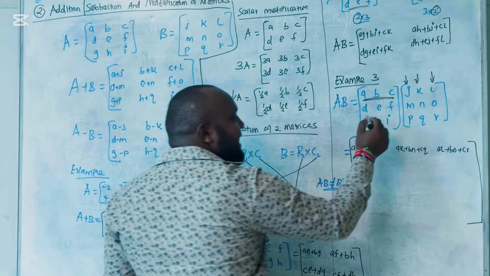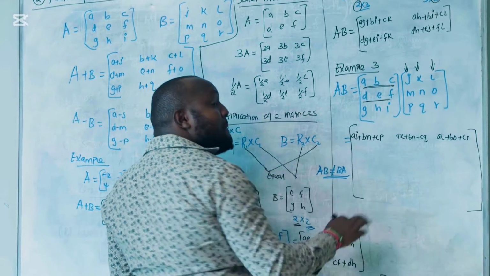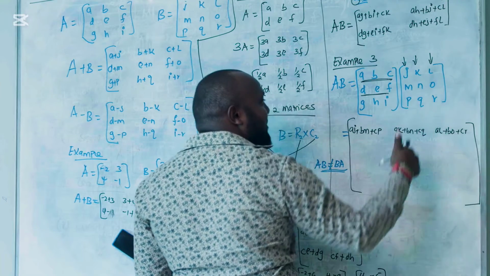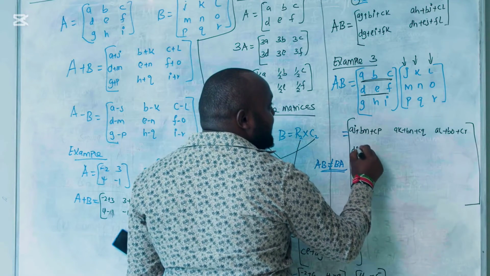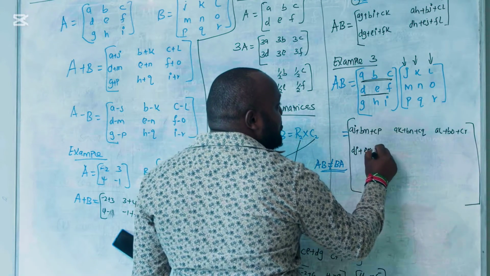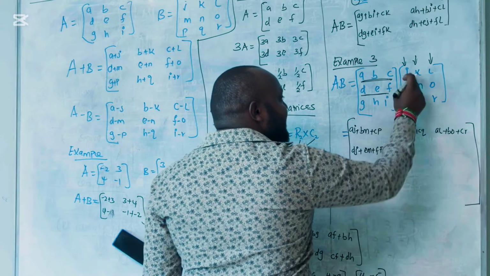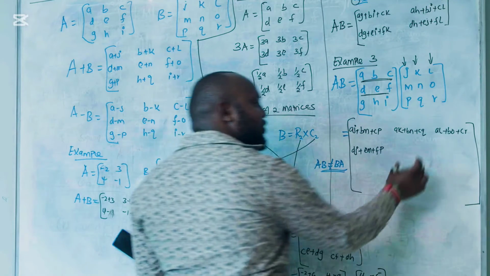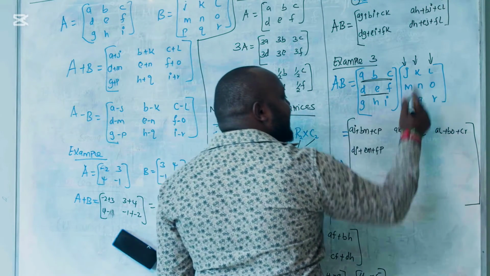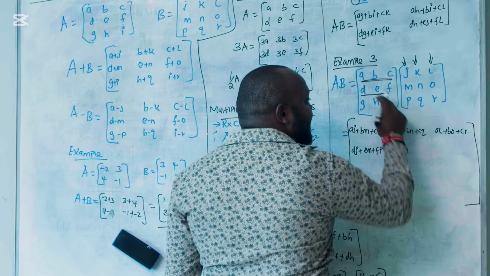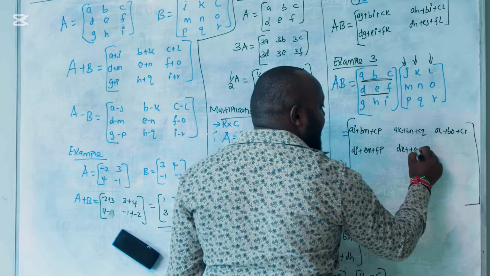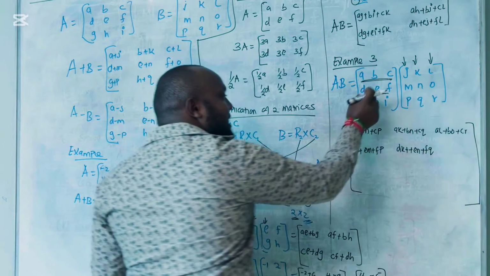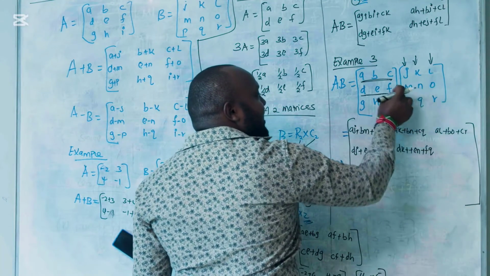Now we have to go to the second row. The second row, we have to repeat the same thing, but now it has to multiply the first column first. So we have DJ plus EM plus FP. We are multiplying. Now we go to the second column to get the second number: DK plus EN plus FQ. Because we said the first one, the second one, third one.